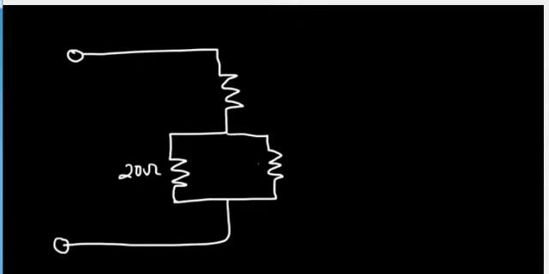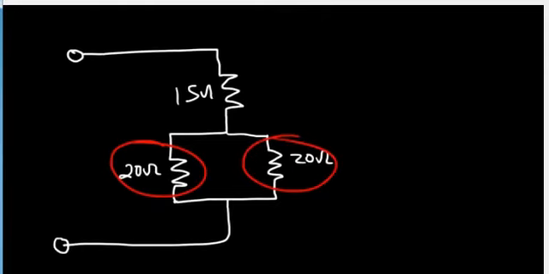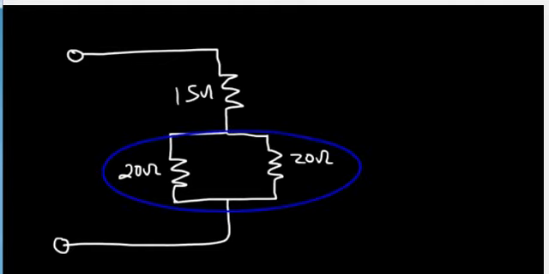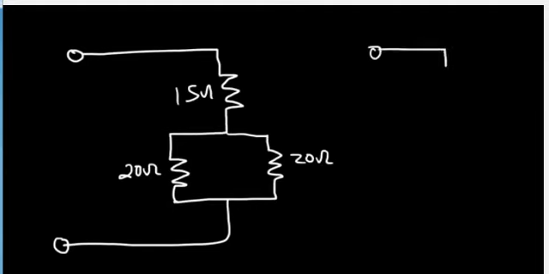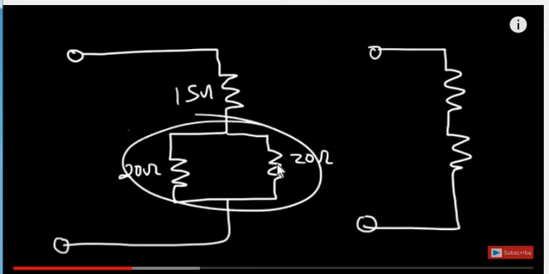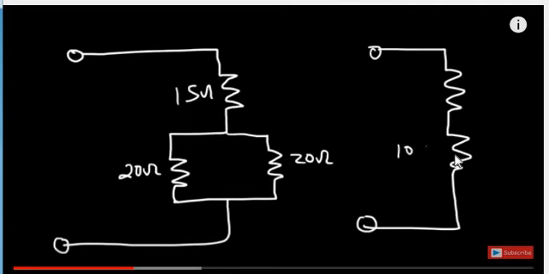Here, two resistances of 20 ohm and 20 ohm are connected in parallel. And this combination is connected in series with this 15 ohm. How to calculate the parallel combination? Keep this 15 as it is. The resultant of these two will be this resistance.